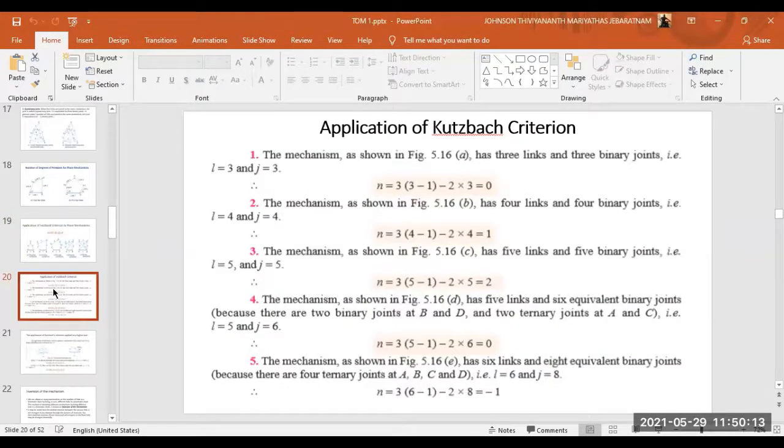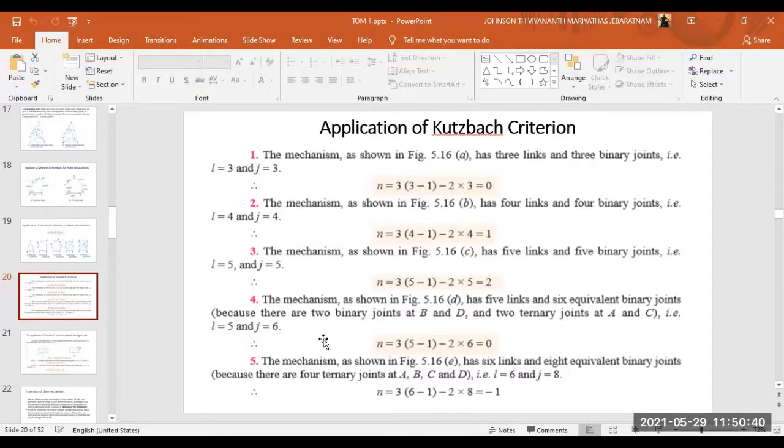Yeah, so this is the solution solved. If my writing is not that clear, here we have the typed formula. The first one is a 3-bar chain, that is no freedom. Then the 4-bar mechanism, that is 1 degree of freedom. From here onwards we can say DOF. DOF stands for degree of freedom. Then the 5-bar chain, 2 degrees of freedom.